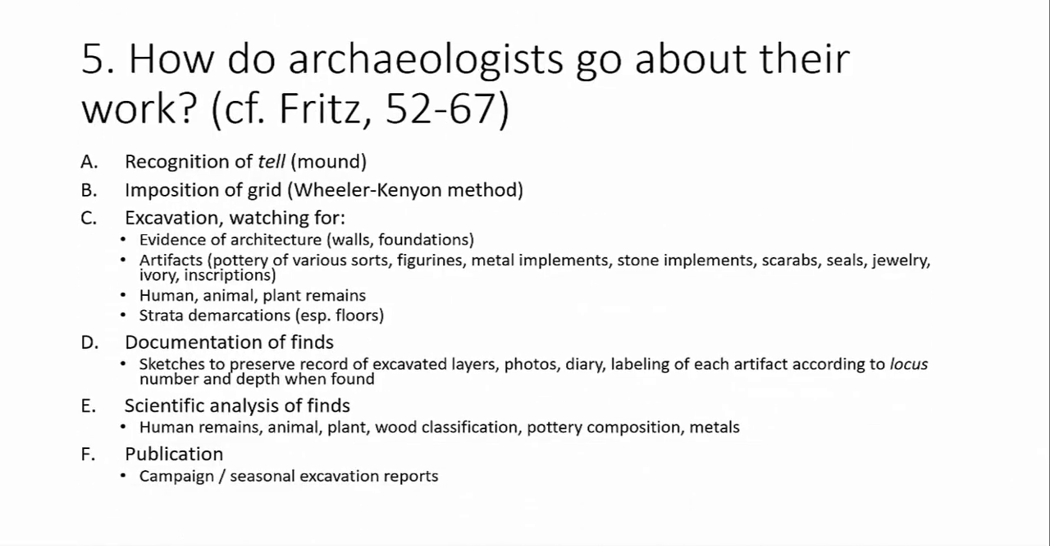The last item in this lecture that we want to address is a snapshot of how an archaeologist actually goes about his or her work. And I'm deriving this from the Fritz volume, pages 52 to 67. Initially, an archaeologist wants to approach a piece of territory with a sense that a given location is going to have a high likelihood of producing artifacts and architecture that are of interest.